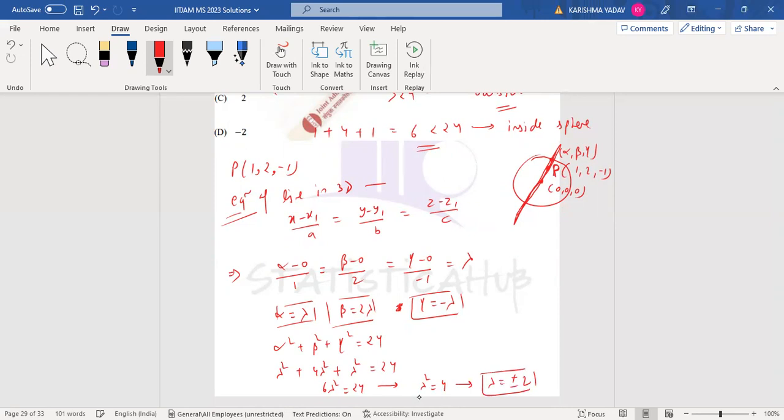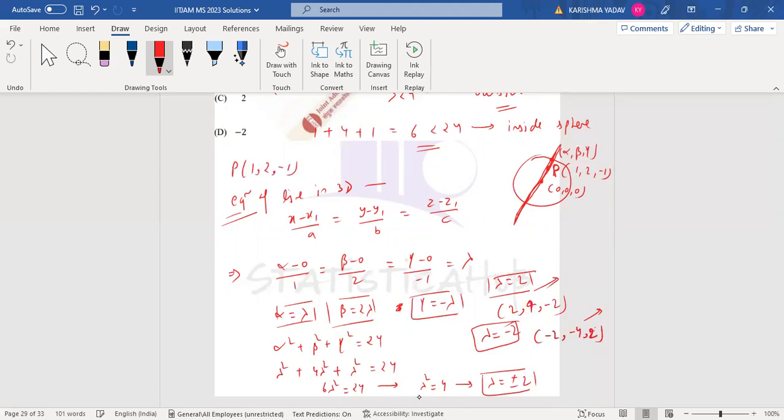Now let's find the points for lambda equals 2. If lambda equals 2, then the points alpha, beta, gamma are 2, 4 and minus 2. And if lambda equals minus 2, then alpha, beta, gamma would be minus 2, minus 4 and 2. So these are the two points that we have got for alpha, beta and gamma, and they are claimed to be closest to the point P.